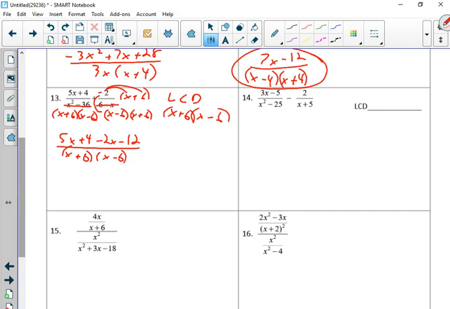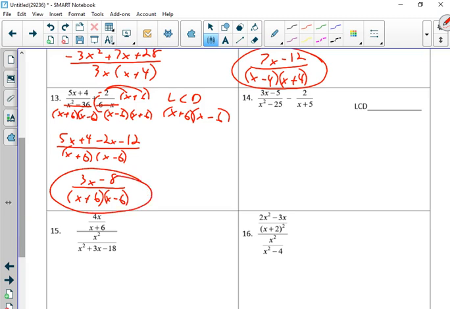Now I simplify. 5x minus 2x is 3x. Negative 12 plus 4 is negative 8 over x plus 6, x minus 6. That's it.